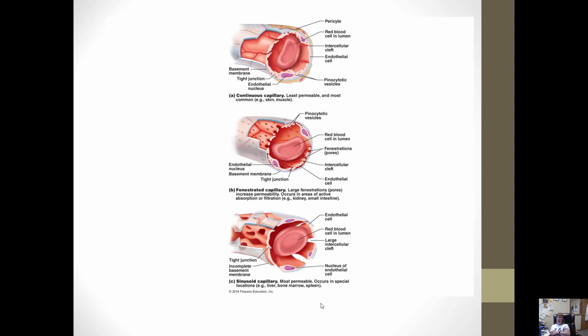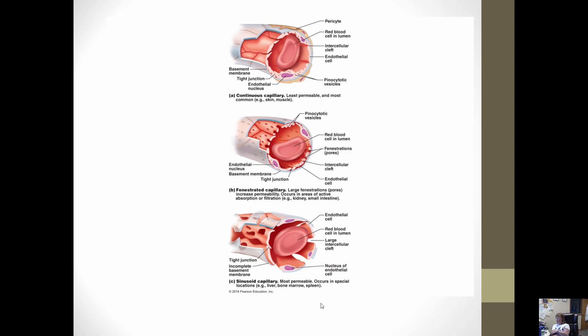Because basically we can't slow down the blood and we want things to move, or they're too large to be able to diffuse rapidly through the cell membranes of the endothelial cells. So where do we have that? Areas of active absorption or filtration. We have them in the kidneys. The glomeruli of the kidneys are fenestrated capillaries. The capillaries within the villi of the small intestine are also fenestrated capillaries.